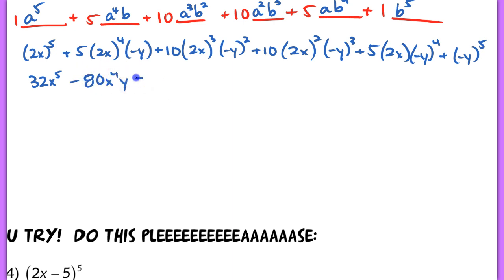Next term is going to become 10 times 2 cubed, so 10 times 8, x cubed. And then here, really important, it becomes a positive y squared. So you're taking the quantity negative y and squaring it, so you get a positive y squared. So overall, this term ends up being 80x cubed y squared.